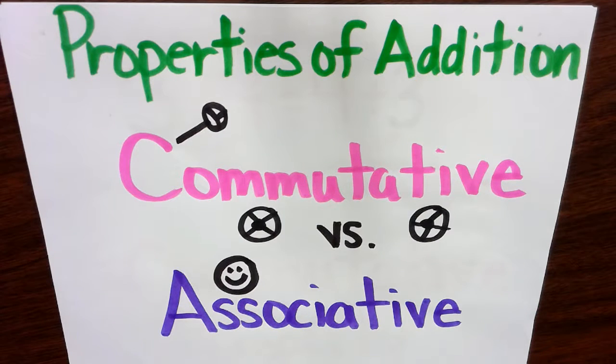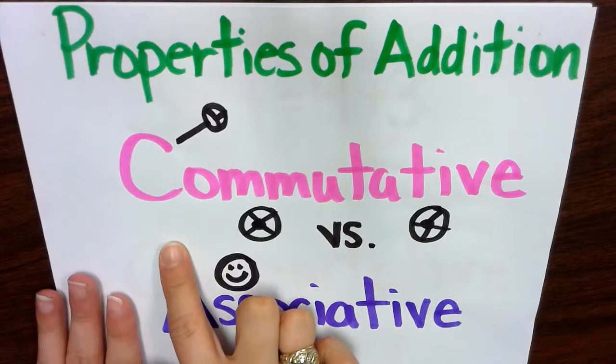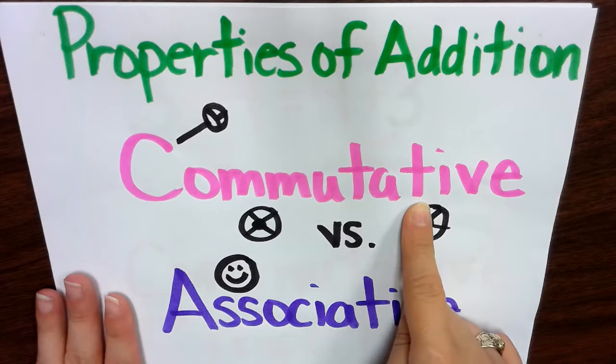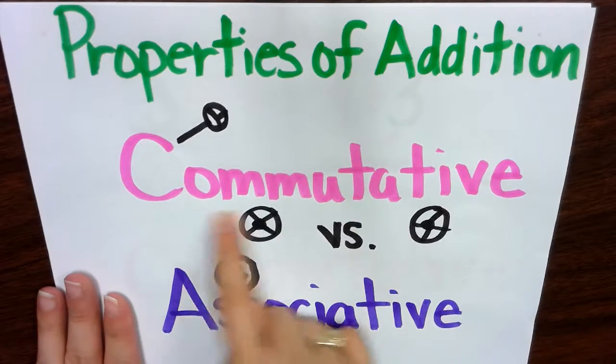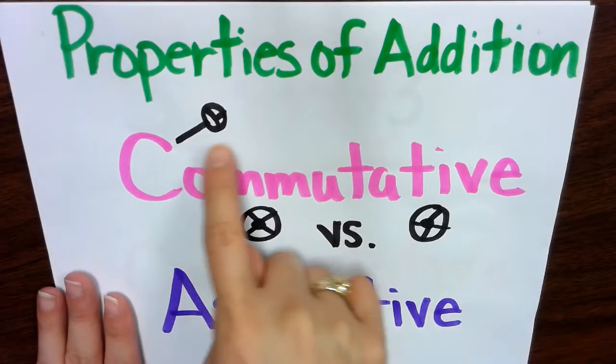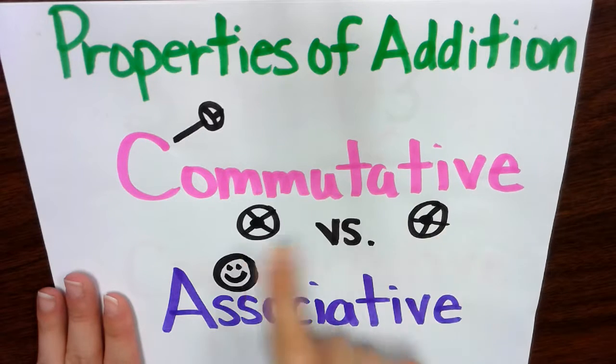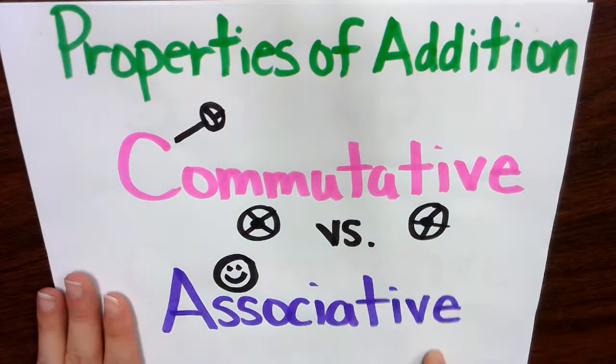Okay, good morning. So today we're going to talk about properties of addition, commutative versus associative. I came up with a little thing: with commutative, you can commute to different places. Like someone that works in Austin and lives in Temple will commute, so they will drive there every day. So I made a little wheel, some wheels here and then a steering wheel there.